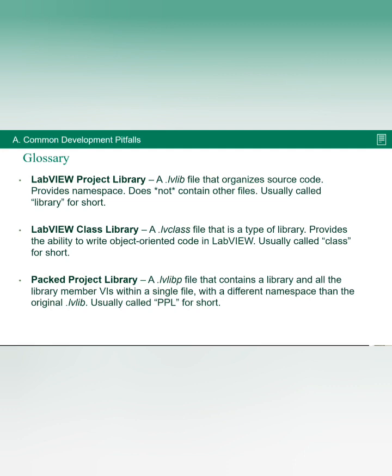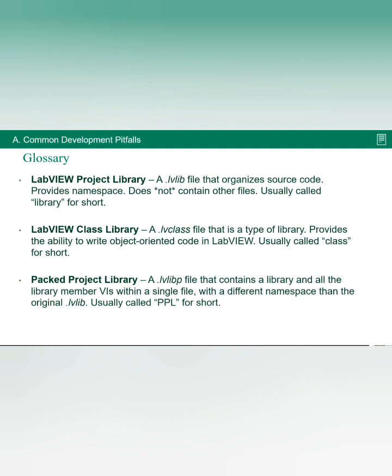And then there's the packed project library, an lvlib.p file. Now, remember, an lvlib is a single file that does not contain the source code. And lvlib.p is a single file that does contain the source code. It's basically a build output in LabVIEW where you can point LabVIEW to an lvlib and say, turn this into an lvlib.p for me. And it will be a single file with a .lvlib.p extension. And within that file are all of the member VIs of that packed project library.